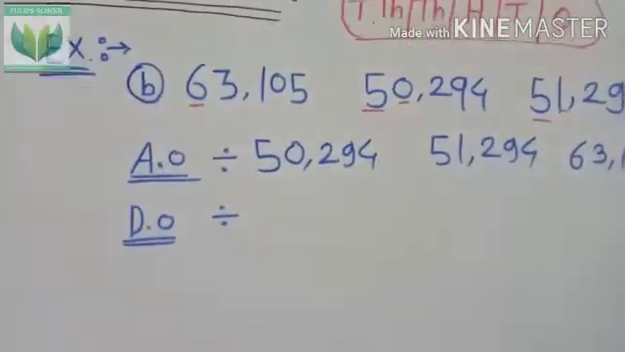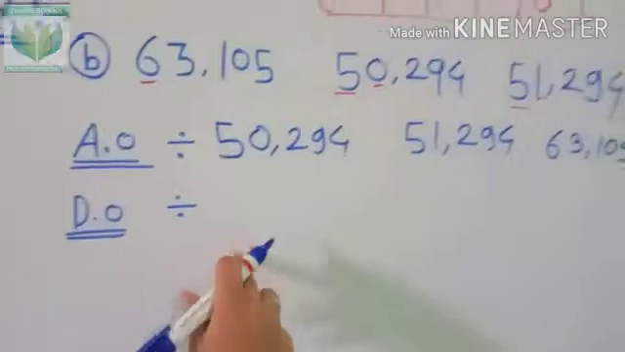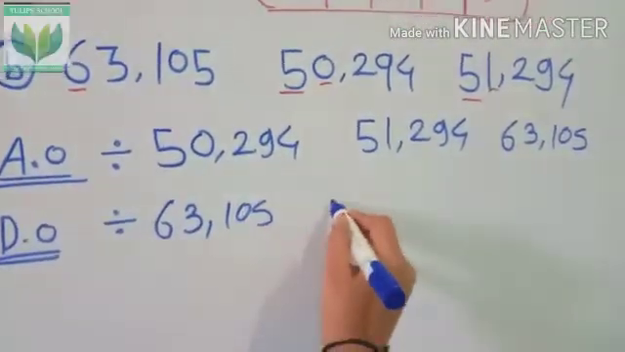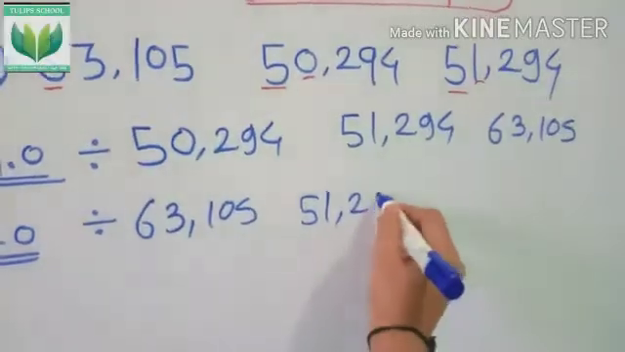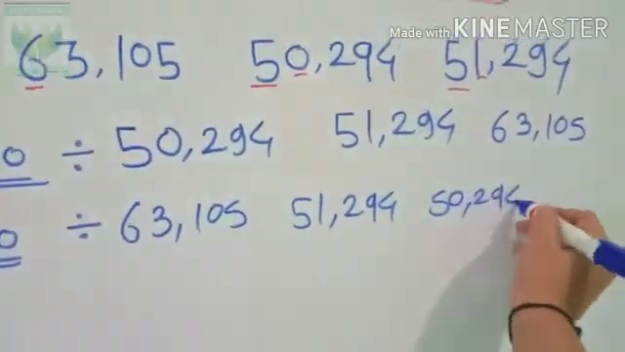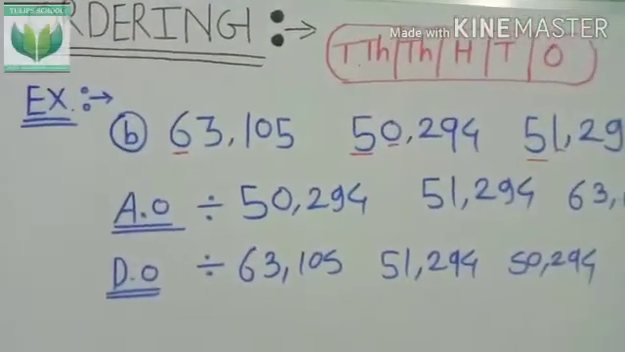Now descending order, what do we have to do? The last number we have to write here first. 63,105, 51,294, 50,294. I hope you have understood comparing and ordering of 5-digit numbers.